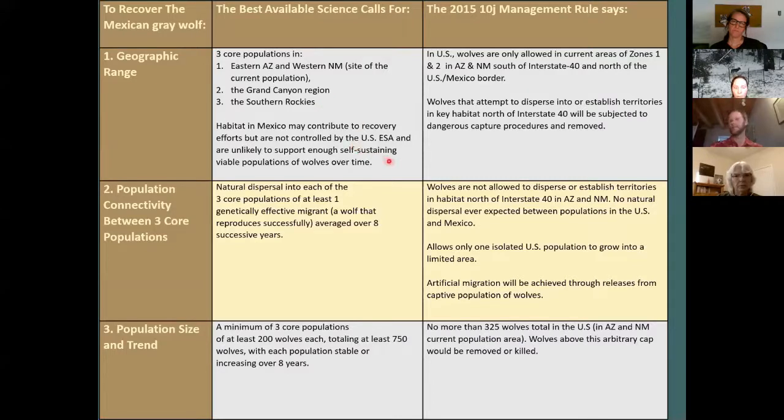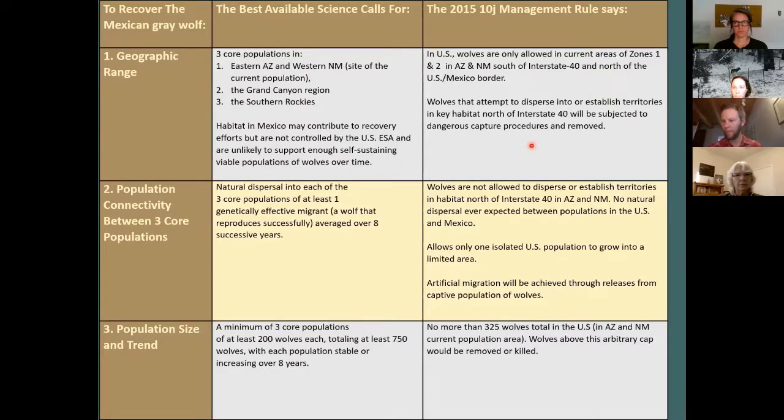Habitat in Mexico may contribute to the recovery, but like Roz just mentioned, Mexico is not actually held to the same standards as the US Endangered Species Act. And because of some of the habitat issues in Mexico, scientists have not considered that it would be likely for them to obtain self-sustaining viable populations over time.